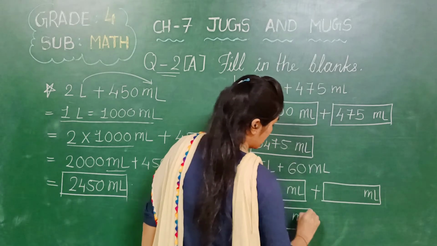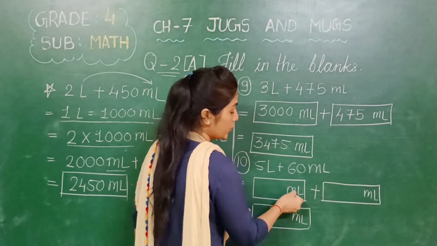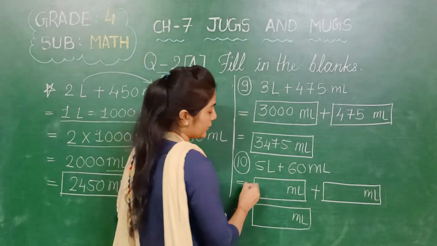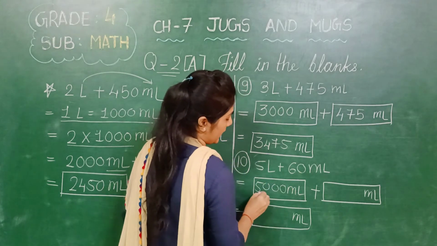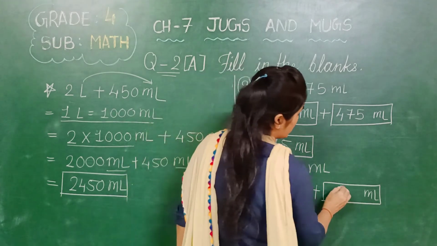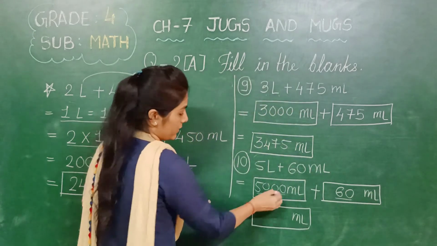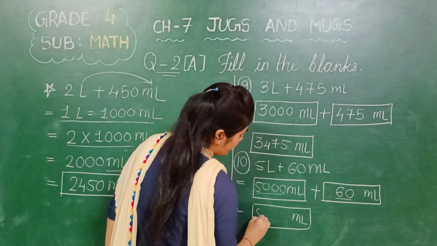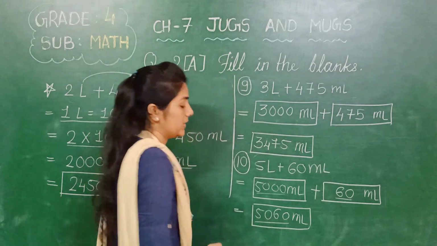Likewise, the boxes are given. So 5 is in liter and we are converting into milliliter. So 5 multiplied by 1000. So directly you can multiply, 5000 milliliter, and 60 you have to just copy the same because it is already in milliliter. Now 5000 plus 60 ml. So 5060 ml is your final answer.